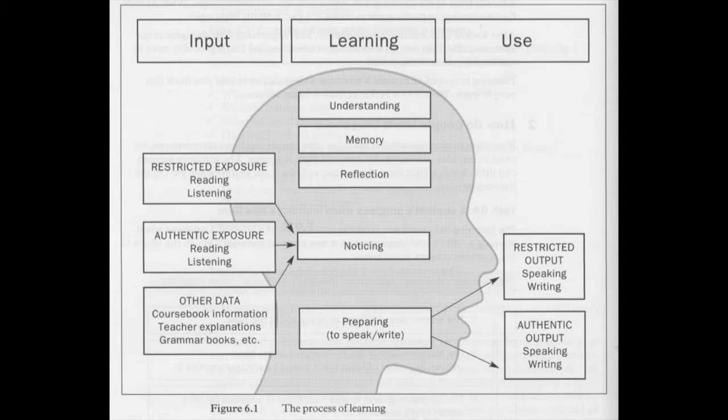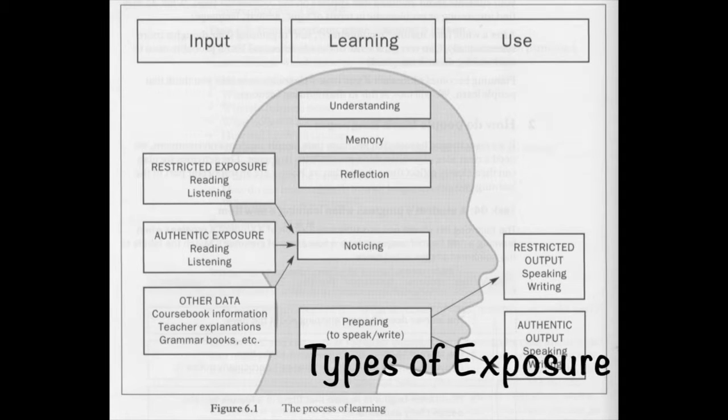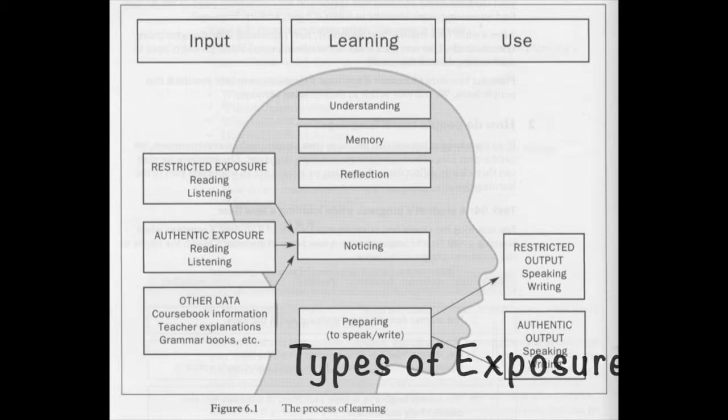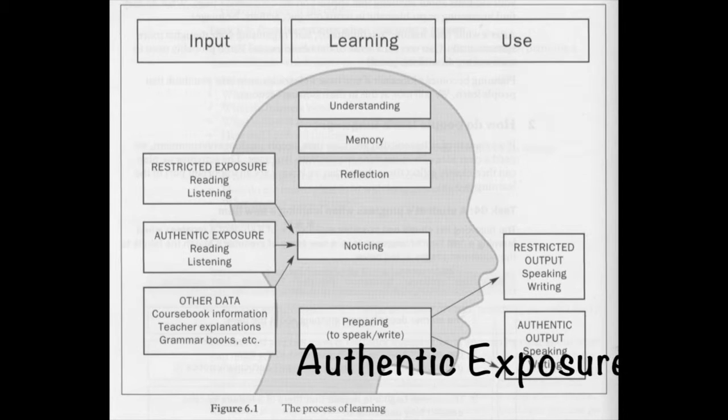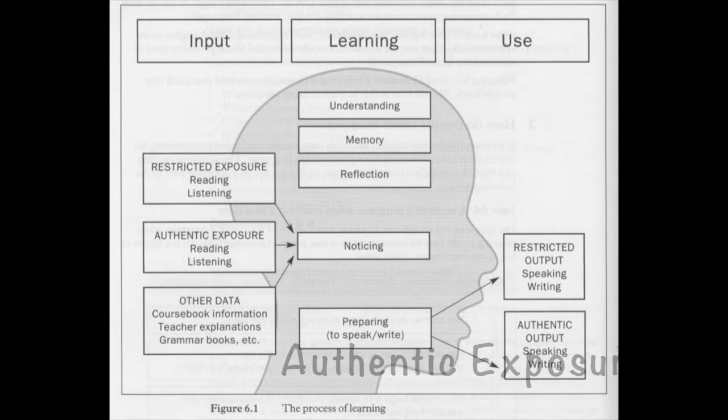This diagram shows the same process, though is slightly more complex. It separates exposure into restricted and authentic. These two types of exposure are important to think about when planning lessons. Authentic exposure refers to what is considered to be reasonably normal, natural text or speech. Examples of authentic exposure could be reading magazines, books, articles, or product labels.